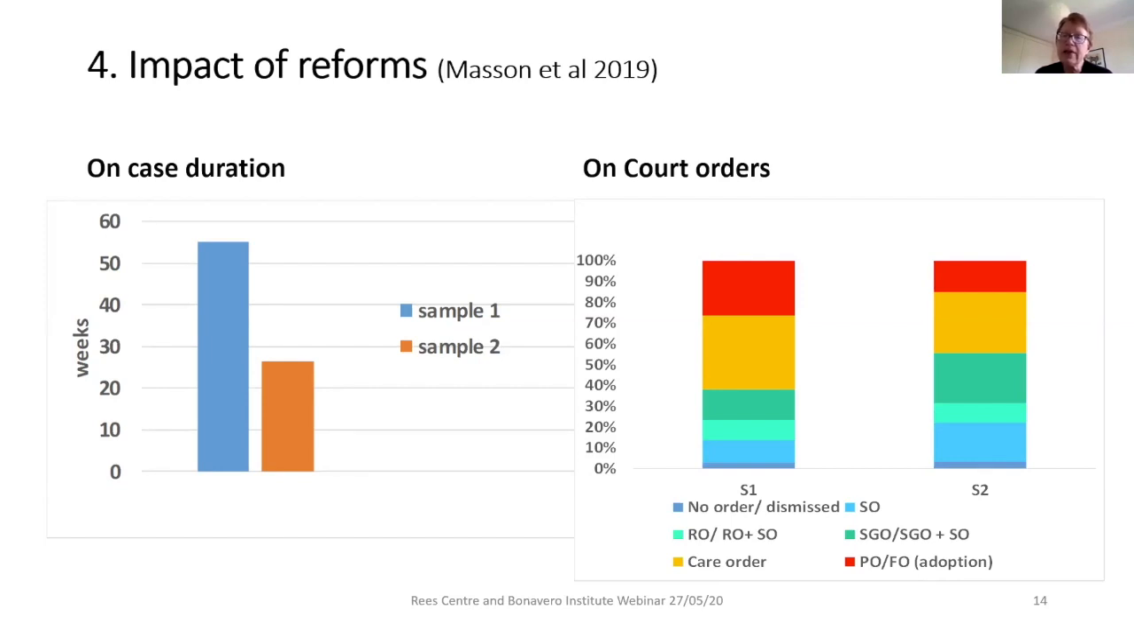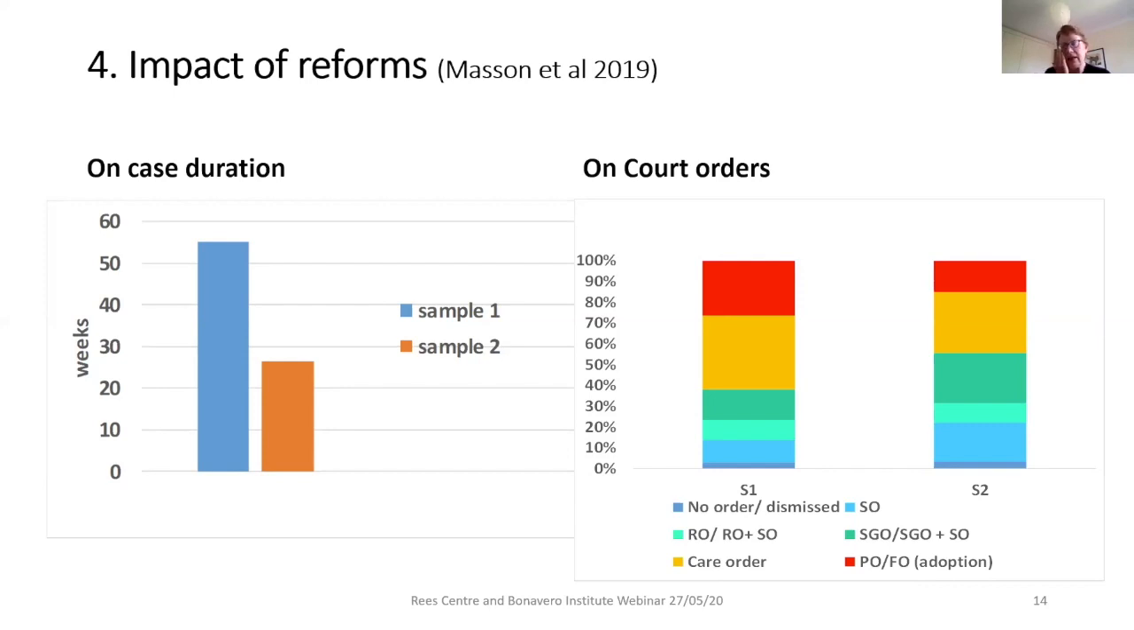Another element in that is that parents often participated throughout the sample 2 cases, whereas in sample 1 cases, because of the length of proceedings, a lot of parents dropped out. And if parents aren't there at the end, they're not going to get an order in their favour. That's a supervision order or a child arrangements order.